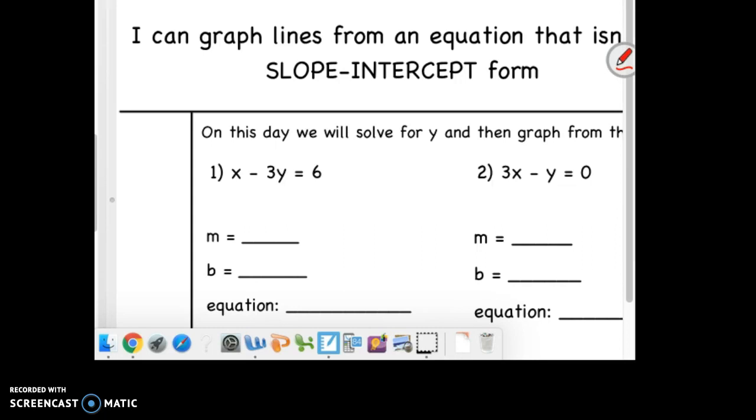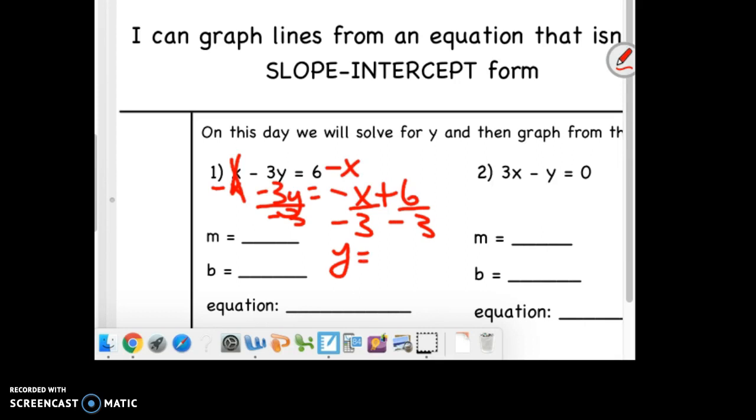So the first thing I'm going to do is remind you to move everything away. So I'm going to subtract the x. And notice I'm putting the x term in front because I want slope-intercept form. Now I'm going to divide by -3. Here the negatives cancel, so I get x over 3, and I'm going to slide a 1 there. And then 6 divided by -3 is -2. So my slope is 1/3, and my y-intercept is -2, so my equation is y equals 1/3 x minus 2, and I actually got it written right there for you.